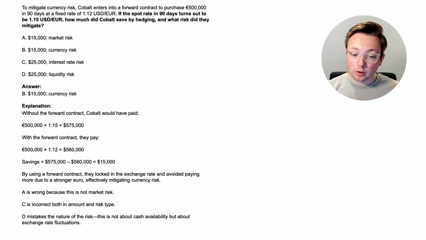Now, option A was wrong because it's not a market risk, and we knew that. Option C was wrong because the amount is wrong and the risk type is wrong. And then option D mistakes the nature of the risk. It's not about cash availability, but about exchange rate fluctuations. Again, this is obviously a currency risk.